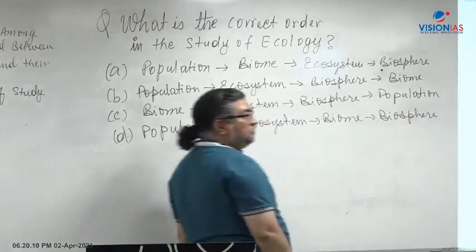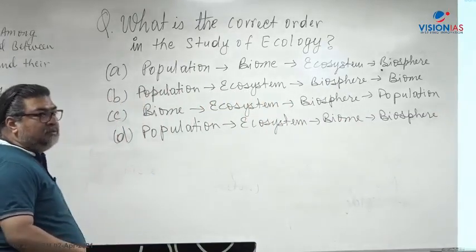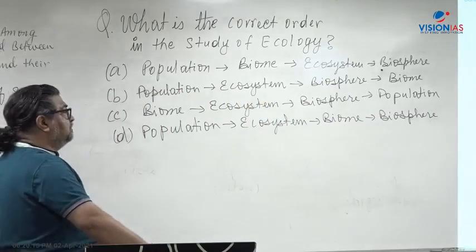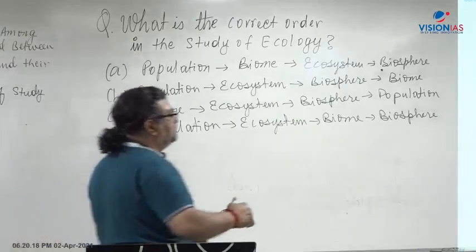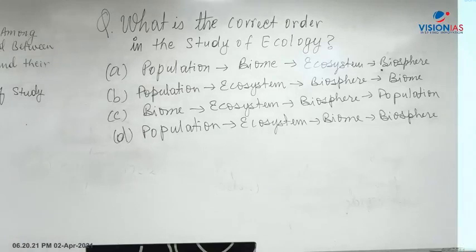What will be the answer here? If you get this kind of question in the exam, where you get a direct question, let me see your answer. You can type A, B, C, D, whatever you think. What is the correct order in the study of ecology? A very simple question I have given here. A is population, biome, ecosystem, biosphere; B is population, ecosystem, biosphere, biome; C is biome, ecosystem, biosphere, population; and D is population, ecosystem, biome, biosphere.